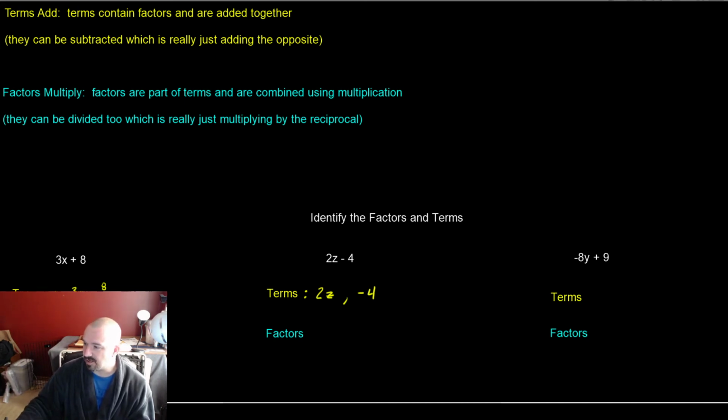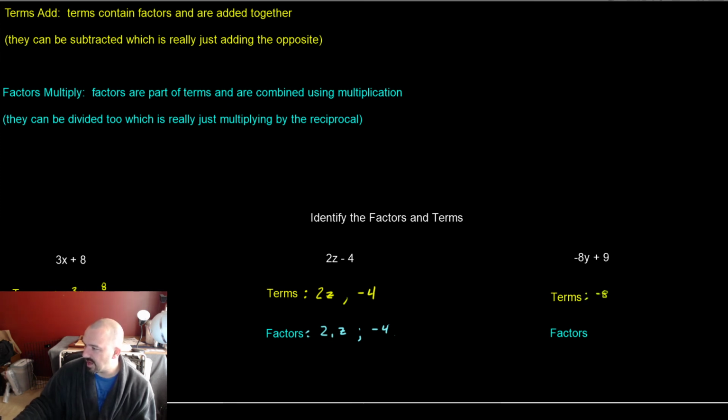The factors here are 2 and z. And then you could say that it's negative 1 and 4 or negative 4. It's up to you and your instructor and how picky you want to be. Technically, there's a negative 1 times the 4, so negative 1 and 4 are the factors, but I'm not quite that picky.